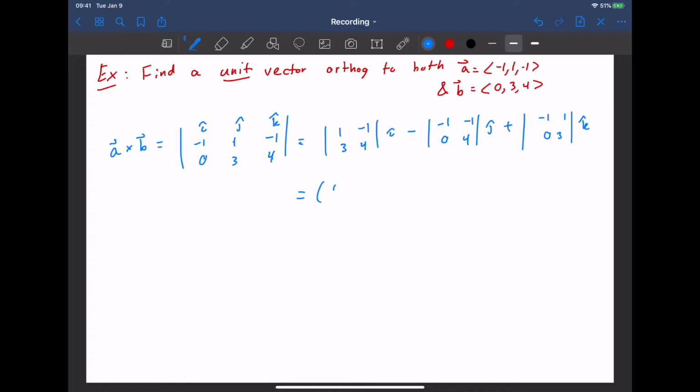Simplifying this, I get 4 plus 3 in the I component, minus -4 is 0 in the J component, plus -3 minus 0 in the K component. So I think I'm going to get 7I plus 4J minus 3K. Are we done? No. That's not a unit vector. It's very unlikely to be a unit vector with that big of components. So now we're going to normalize, or divide by the length or the magnitude of A cross B.